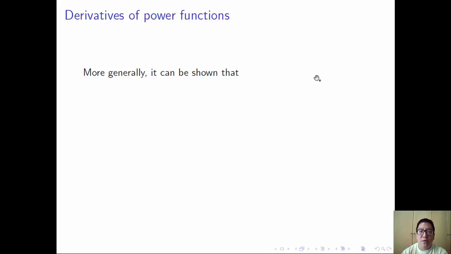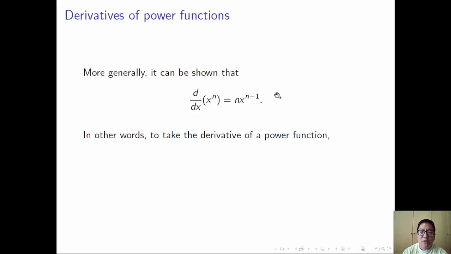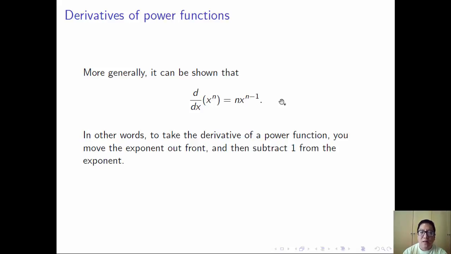More generally, you can prove it, and if you want to see the details, it's in whatever book you're using, but what you really need to know is that the derivative of x to the n is equal to n times x to the n minus 1. What's a good way to remember that? If you want to take the derivative of a power function, x to the n, you move the exponent out front, so the n comes down out front, and then subtract 1 from the exponent. There was an n up here; I pulled it down up front and then subtracted 1 from it.